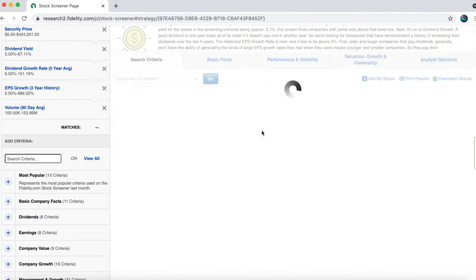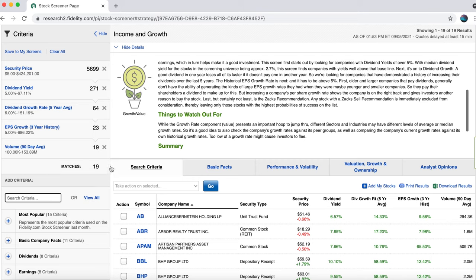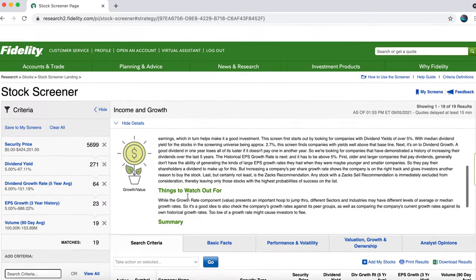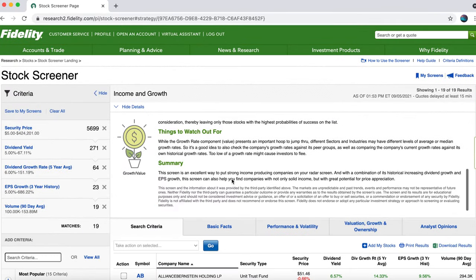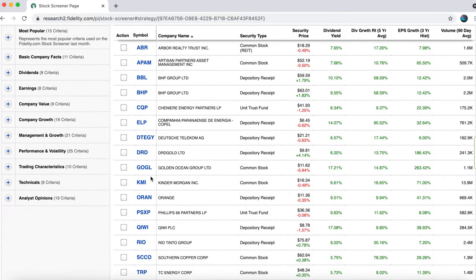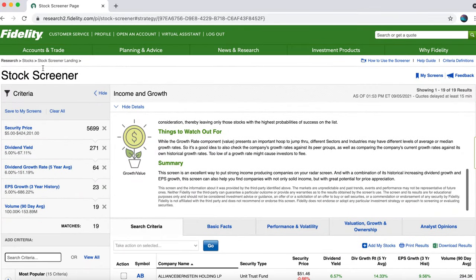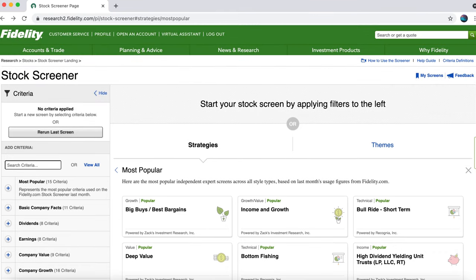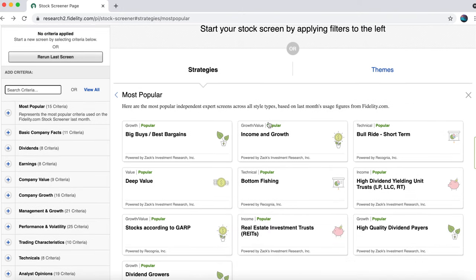Let's try another one, income and growth. Now there's 19 stocks in this Fidelity recommended income and growth. It does all the criteria here, and I could go back and edit any of these if I want to narrow down things a little bit more. So these are 19 stocks that fit income and growth that are Fidelity's picks. This is a newer feature of Fidelity that is beneficial, especially if you're not really sure of how to use the stock screener or what you're looking for. These would be something that you'd want to use.